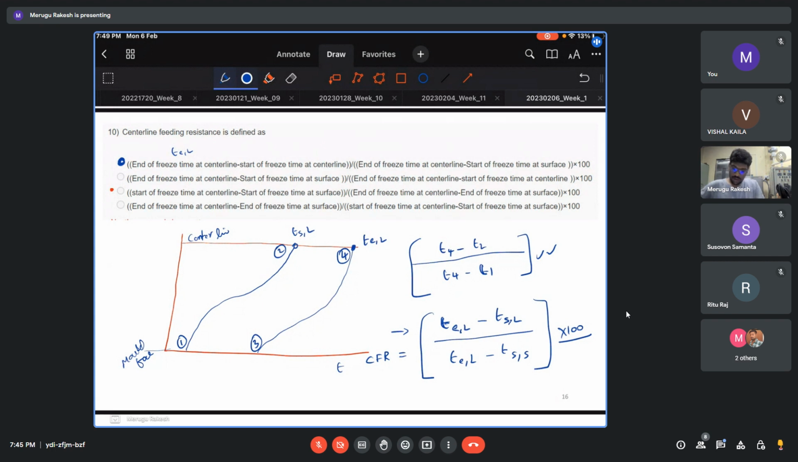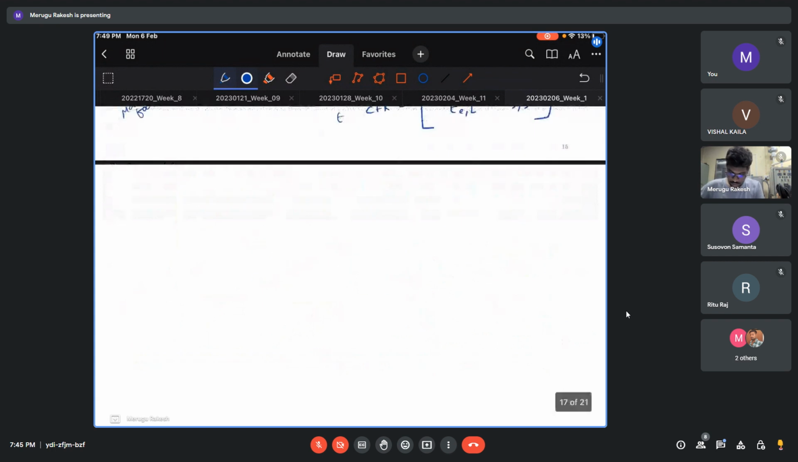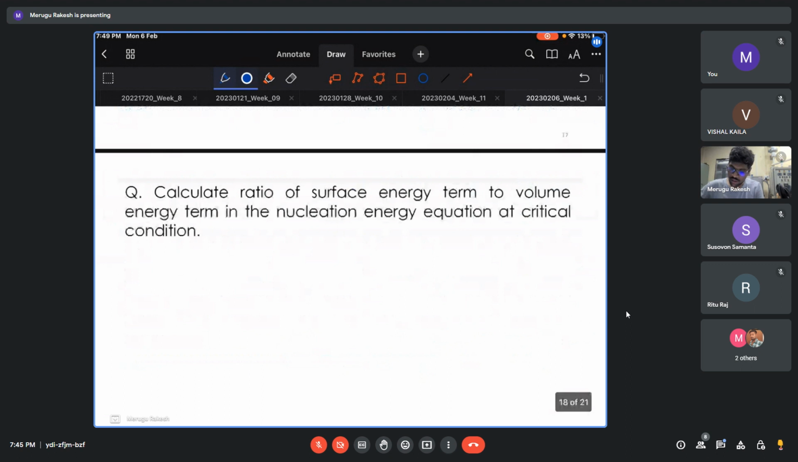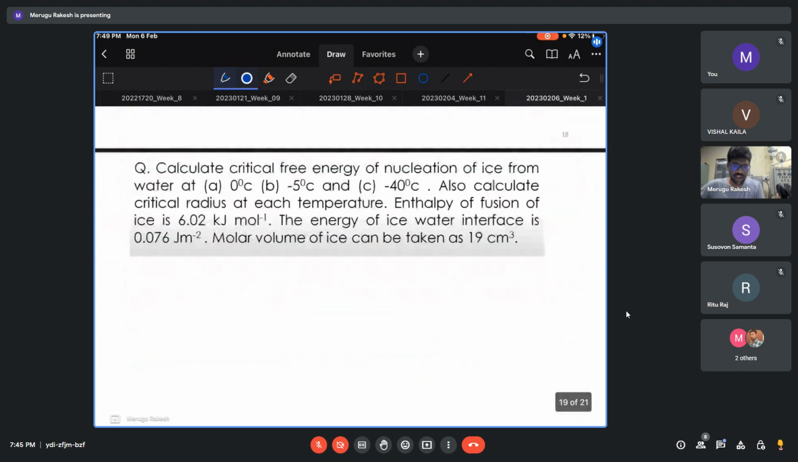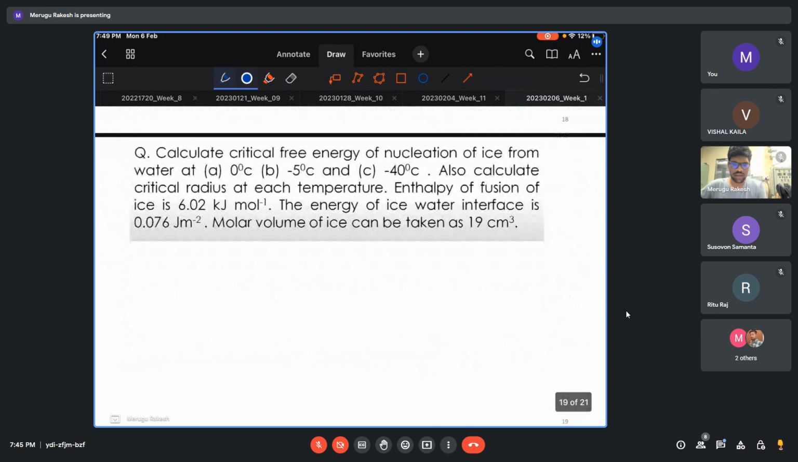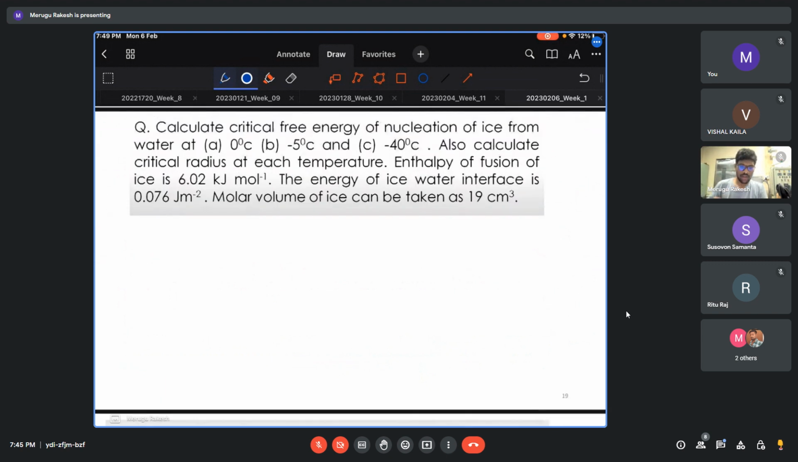So these are some of the questions. There were some questions which were derived in the class itself. If you have any doubts, you can stay. These are the questions that I will be solving in the next few minutes. These are already solved in the class. If you have any doubts in these questions, you can ask.